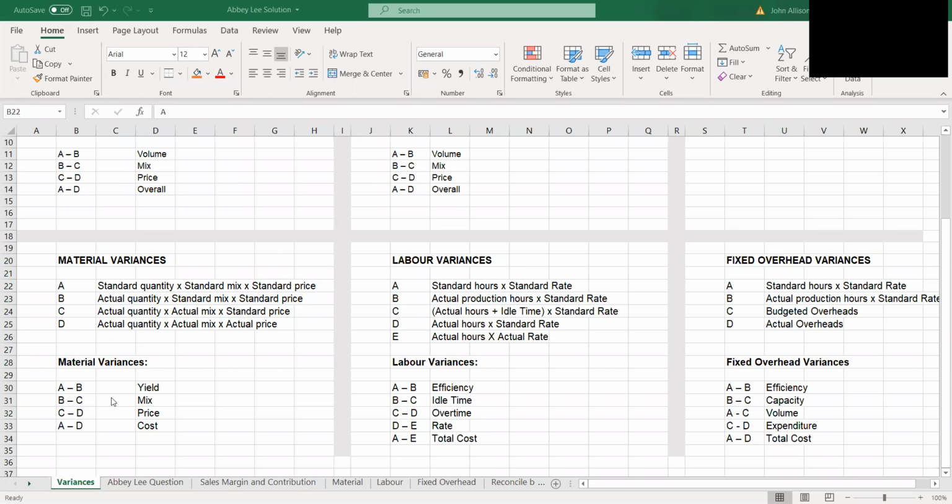We do A minus B to get the yield, B minus C to get the mix, C minus D to get price, and A minus D to give us the material cost variance.